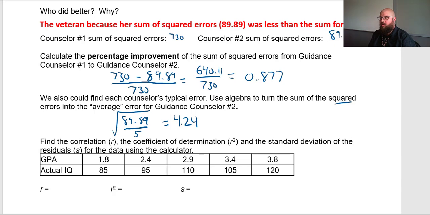Now let's find the correlation, the coefficient of determination, and standard deviation of residuals for the data using a calculator. Now, I know we all don't have calculators all the time, but I'm going to show you how to do this in Google Sheets as well.